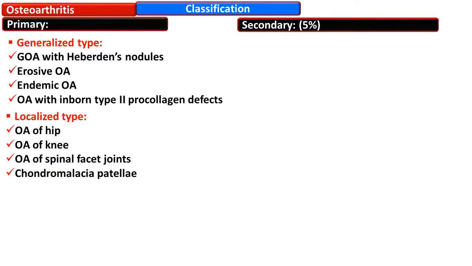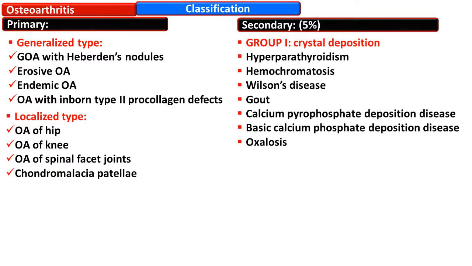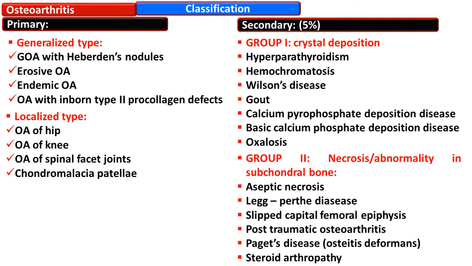Then the secondary type of osteoarthritis can be divided into various groups. In group 1, there is crystal deposition such as in hyperparathyroidism, hemochromatosis, Wilson's disease, gout, calcium pyrophosphate deposition disease, basic calcium phosphate disease, oxalosis. Group 2 is concerned with necrosis or abnormality in the subchondral bone, such as Legg-Perthes disease, aseptic necrosis, slipped capital femoral epiphysis, post-traumatic osteoarthritis, Paget's disease of the bone, and steroid arthropathy.